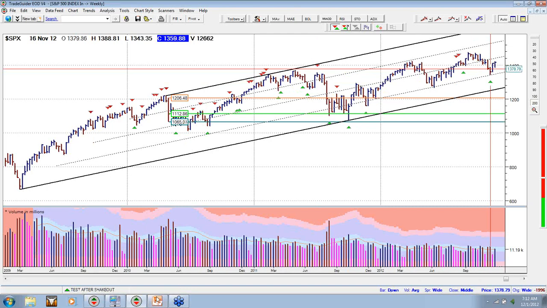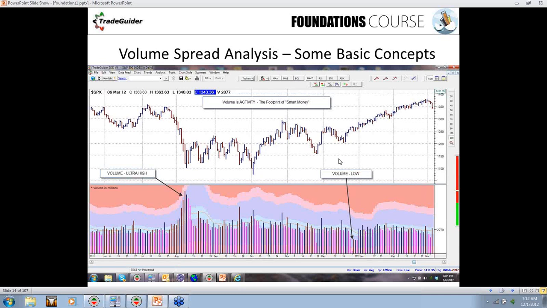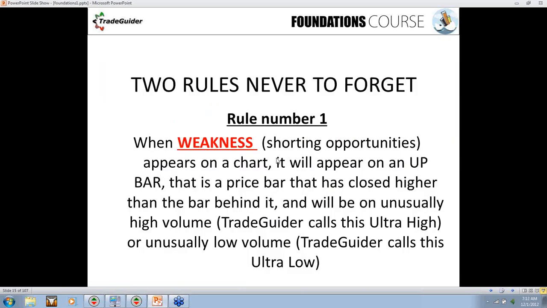So let's talk about the 2 key rules of the foundation of volume spread analysis. Rule number 1: when weakness or opportunities to go short appear on your chart, they will appear on an up bar. That is a price bar that has closed higher than the bar behind it, and will be on unusually high volume, we call it ultra high, or unusually low volume. Now, think about that. That statement sounds as though I'm contradicting myself, but I assure you I'm not.